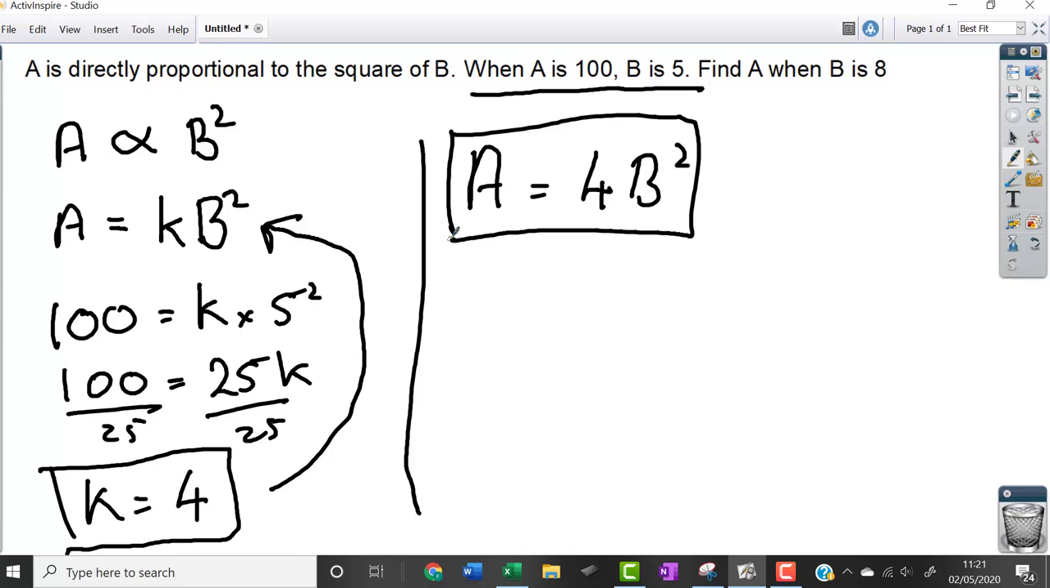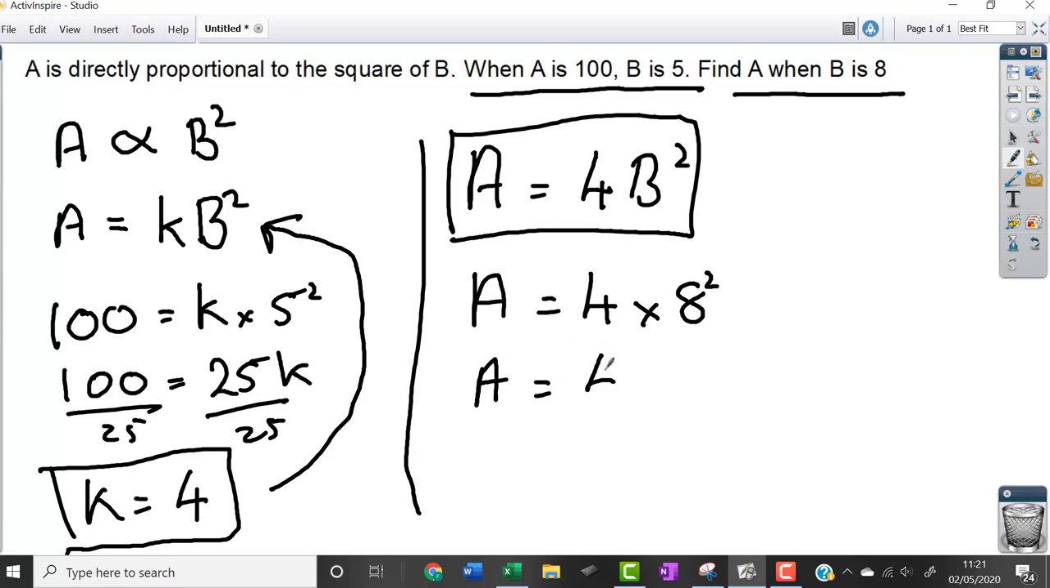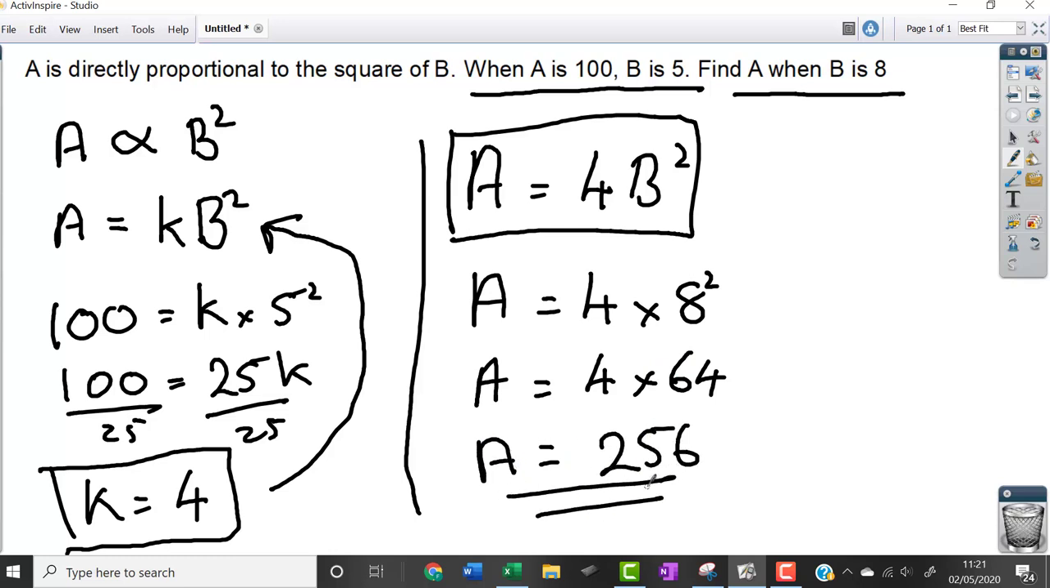For the final mark, we look at this last bit. Find A when B is 8. So we want to find A. We know that our K is 4, and we know that our B is 8 squared. Okay, so A equals 4 times 64, or 4 times 64 is 256. So that is your final answer.